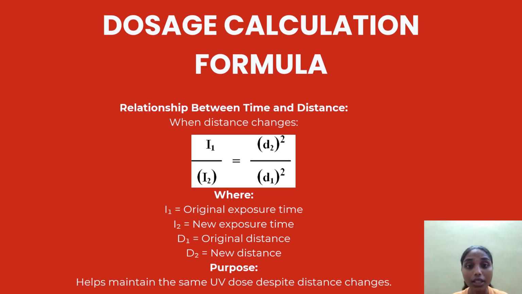The calculation formula is the relationship between time and distance. When distance changes, I1 by I2 is equal to D2 square by D1 square, where I1 is the original exposure time and I2 is the new exposure time, D1 is the original distance and D2 is the new distance. The purpose is to help maintain the same UV dose despite distance changes.